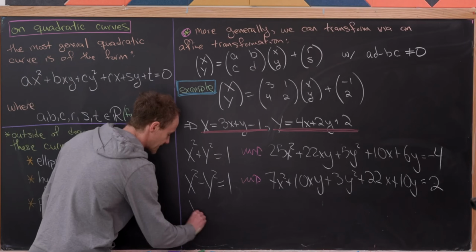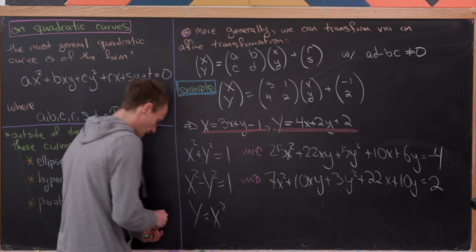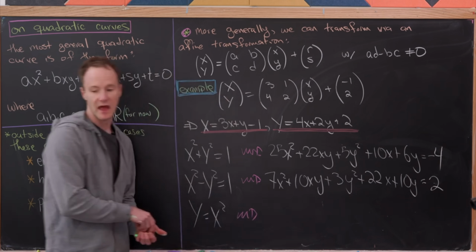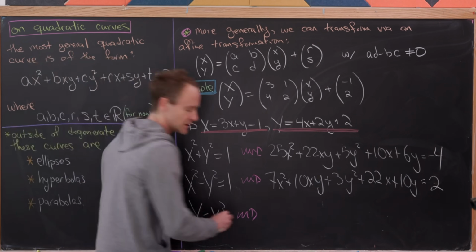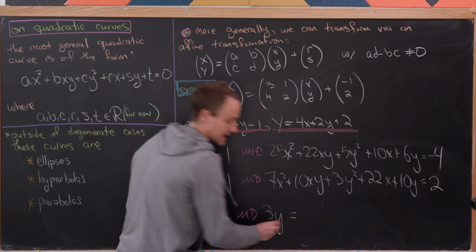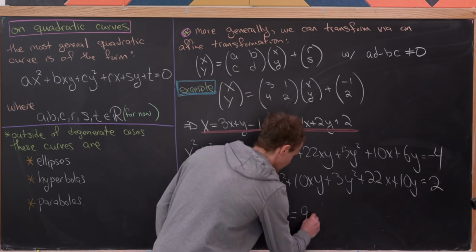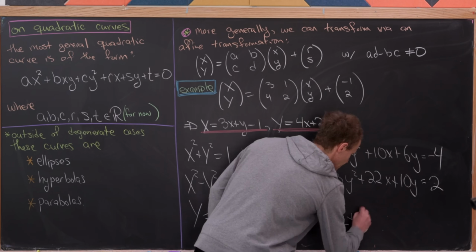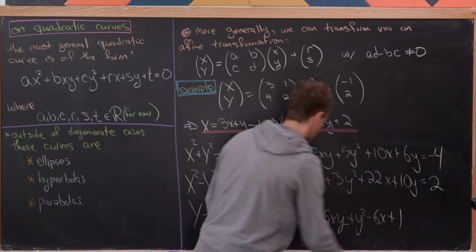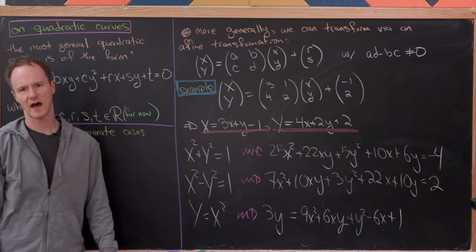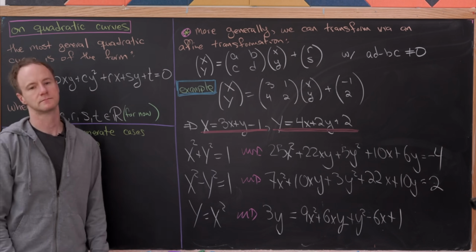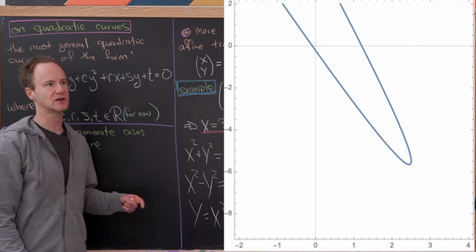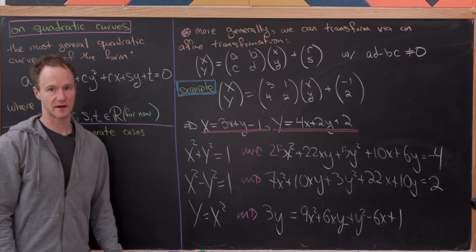And then, well, we could take the simplest parabola, y equals x squared, and do a transformation as well. And that'll give you the following. So we'll have 3y equals 9x squared plus 6xy plus y squared minus 6x plus 1. And I'll put a graph of that parabola on the screen right now. And then maybe for good measure, let's put all of these graphs on the same set of axes.